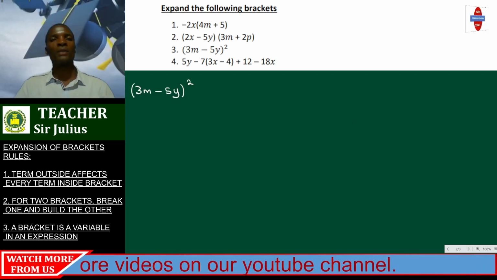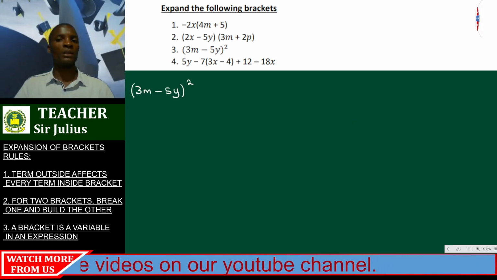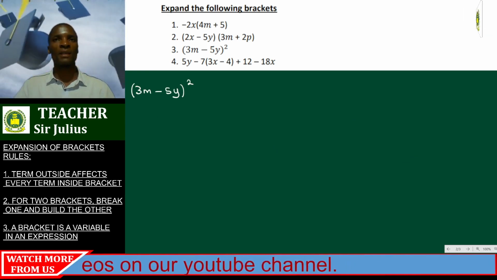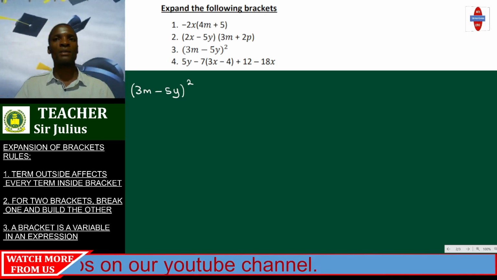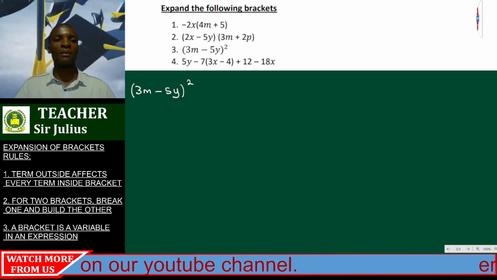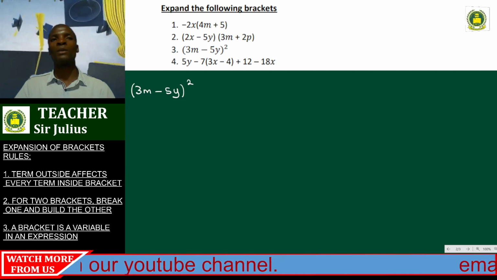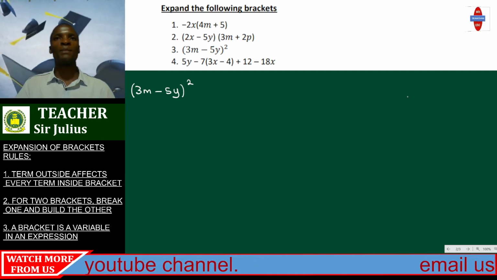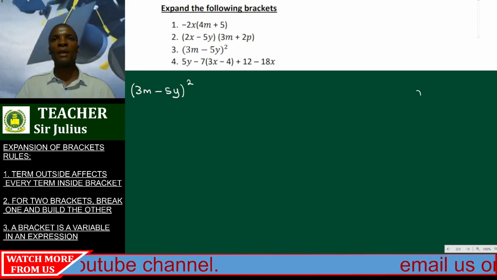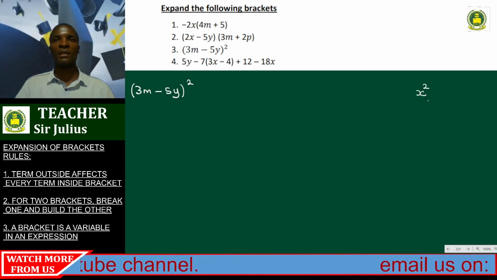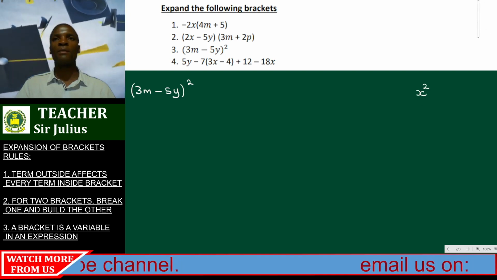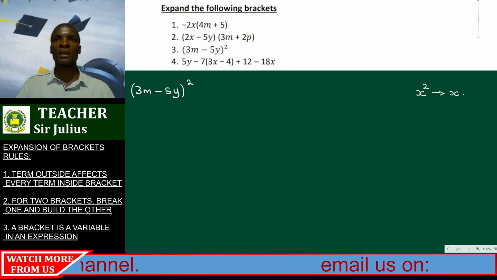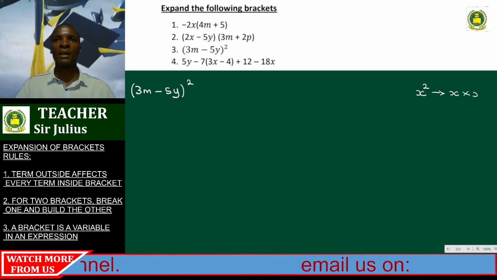Okay, so trying to explain law number 3, which says that a bracket should be treated as a variable in the case of maybe simplifying any expressions. I'm going to use this one as an example. So, let me just say, if x squared, this variable, is to be simplified, we would find out that it means x multiplied by x.